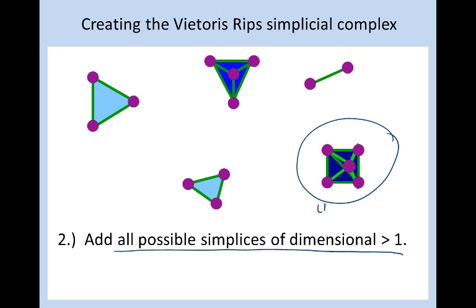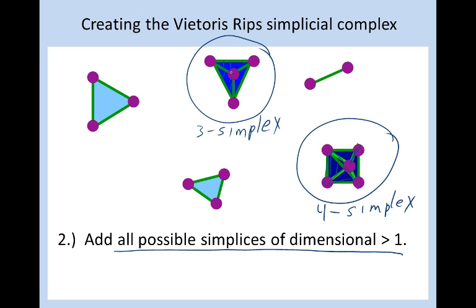So if I have five points that are close, I add a four simplex, as well as all its subsets, so all the three simplices, all the two simplices, all the one simplices, etc. If I've got four points that are close, then I add the three simplex, but I also add all its subsets, so all its two-dimensional faces, all its edges, all its vertices, so we have all of that in our Vietoris-Rips complex. And note that we get the same simplex by adding one dimension at a time.